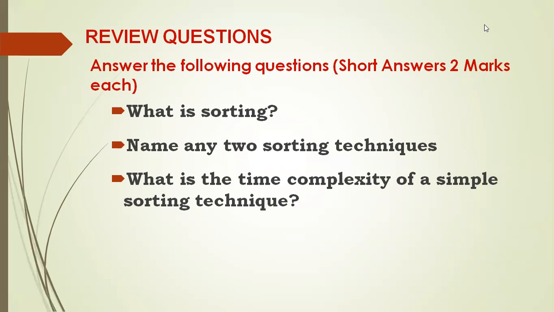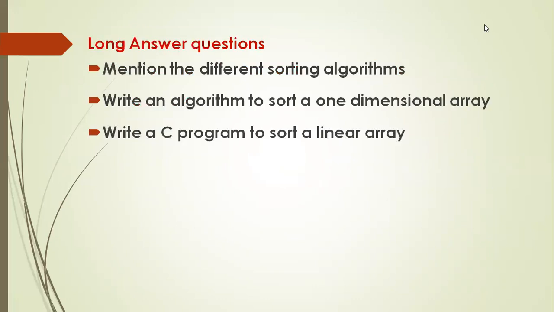What is the time complexity of a simple sorting technique? You should remember that the sorting technique complexity is order of n square. So when compared to searching, sorting generally takes more time, which is the reason sorting is considered a computationally expensive operation when compared to searching. Searching has the complexity order of n, linear complexity, whereas sorting has a complexity order of n square, meaning for 5 numbers only 25 comparisons, then for 10 numbers 100 comparisons, and so on.